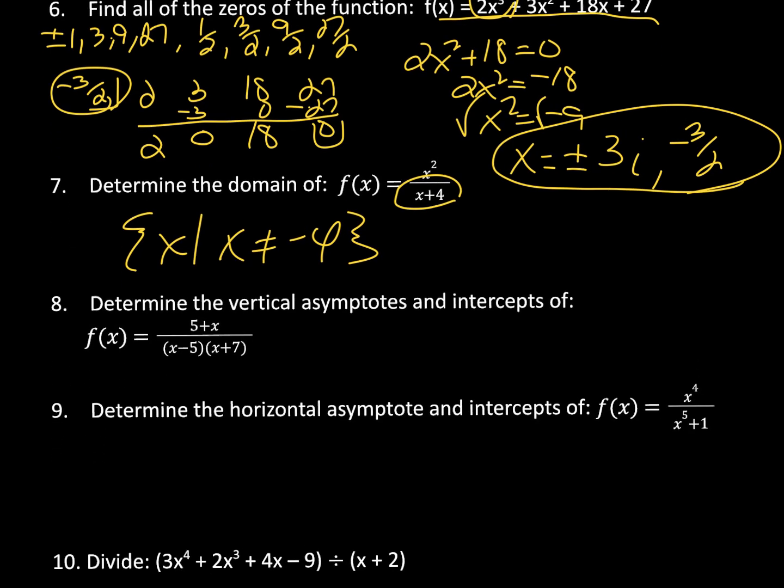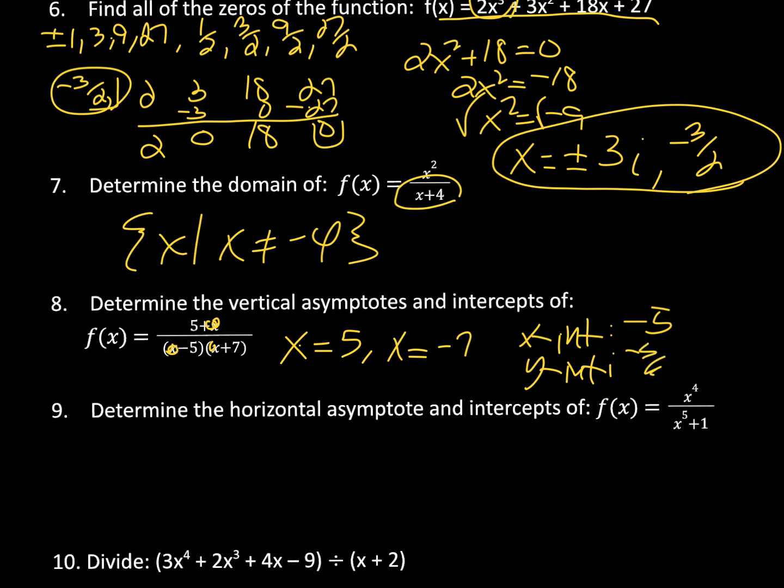Vertical asymptotes is whatever makes the bottom 0. So my vertical is going to be x equals 5, x equals -7. Got to find the x-intercept. The x-intercept is whatever makes the numerator 0, which is -5. The y-intercept, remember, you just put zeros in for x's, or you cover up the x. If they cover up all the x's, like that one, that leaves a 5. Down here, that leaves a -35. So you get -5 over 35, which reduces down to -1/7. So that would be your y-intercept.